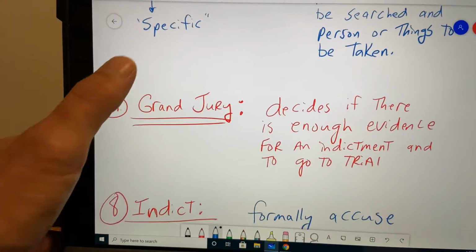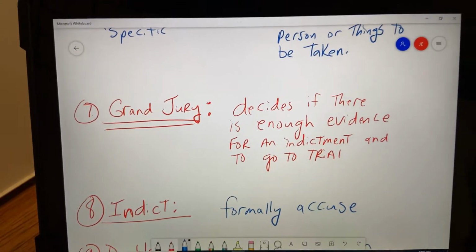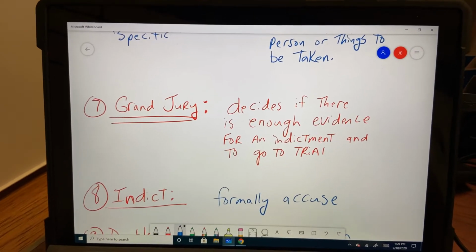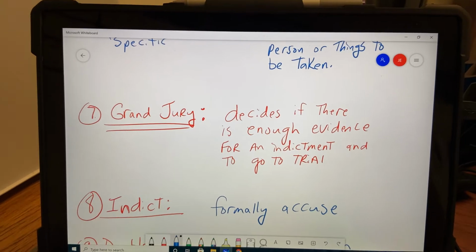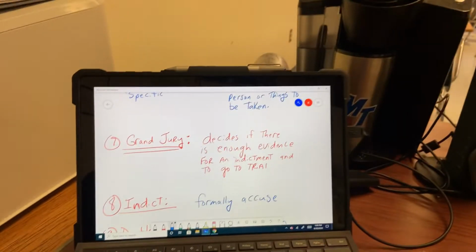Vocabulary word number 7. This goes along with Amendment 5, which protects the rights of an accused person. Most of y'all don't know this, but the first thing that your case will do is go before a grand jury. The grand jury is not a trial jury. They look at each case and decide if there's enough evidence to even go to trial and to give an indictment or not. If there's not enough evidence, the grand jury throws it out.